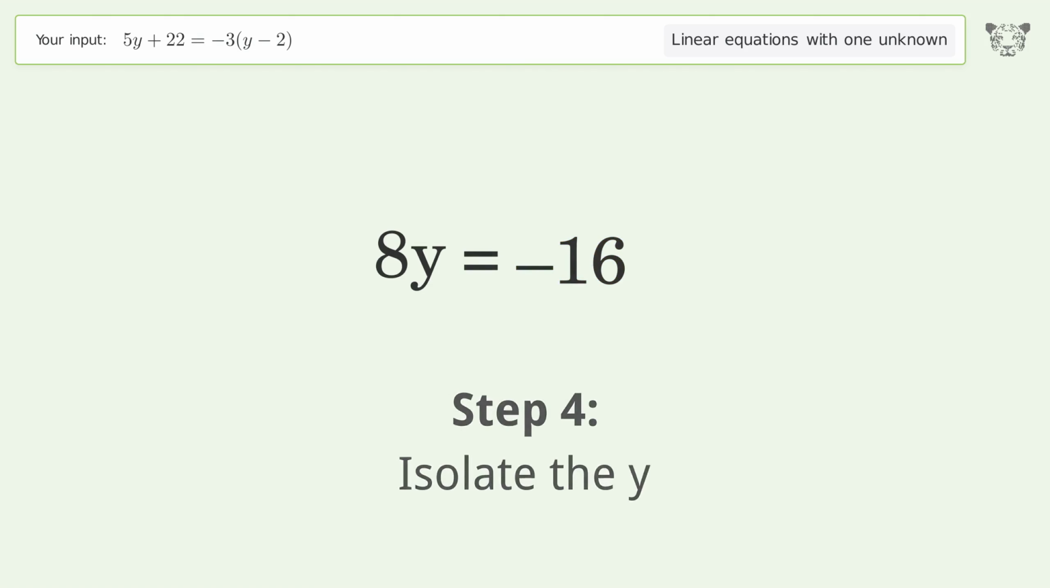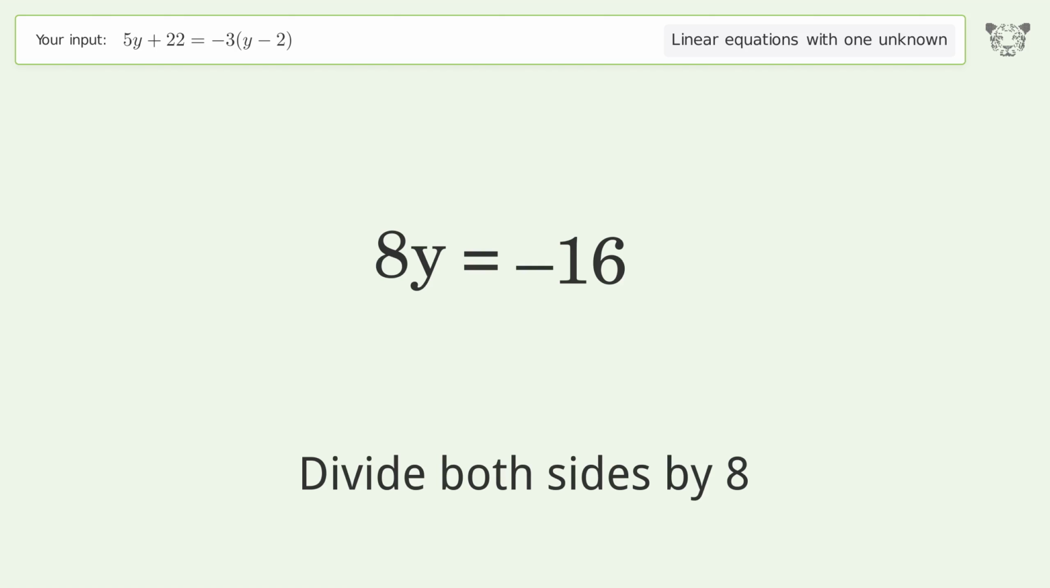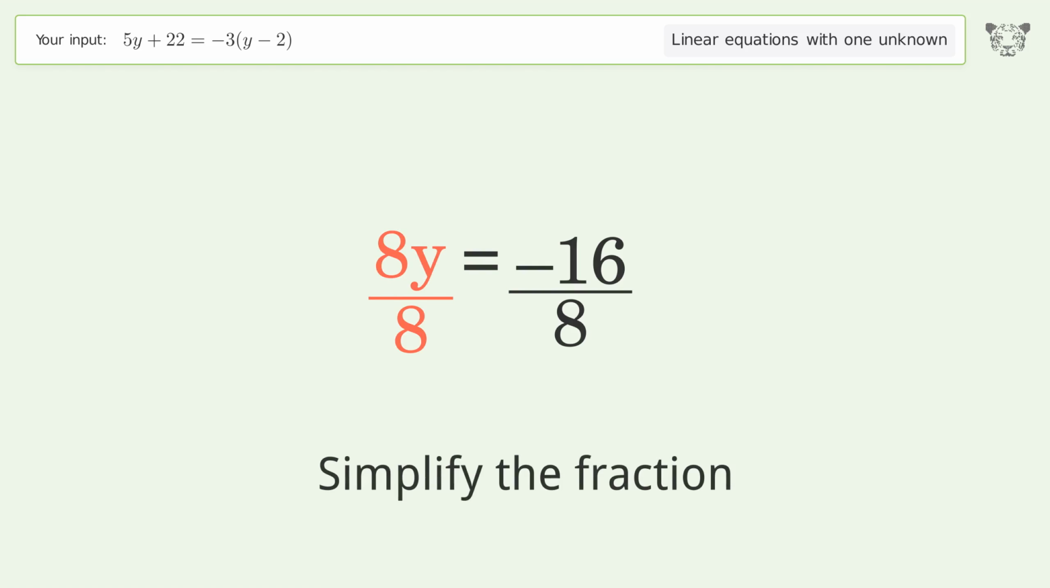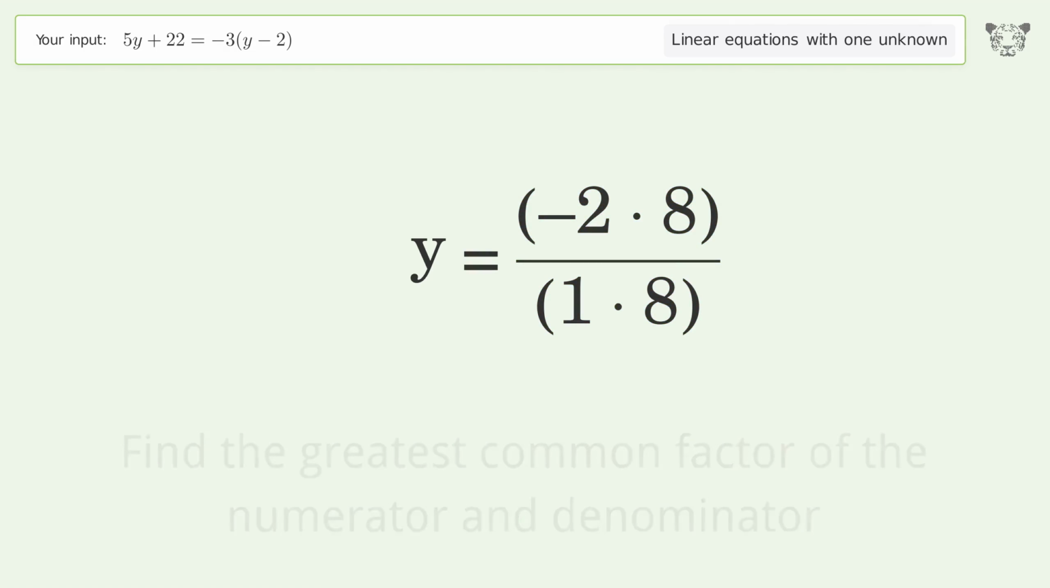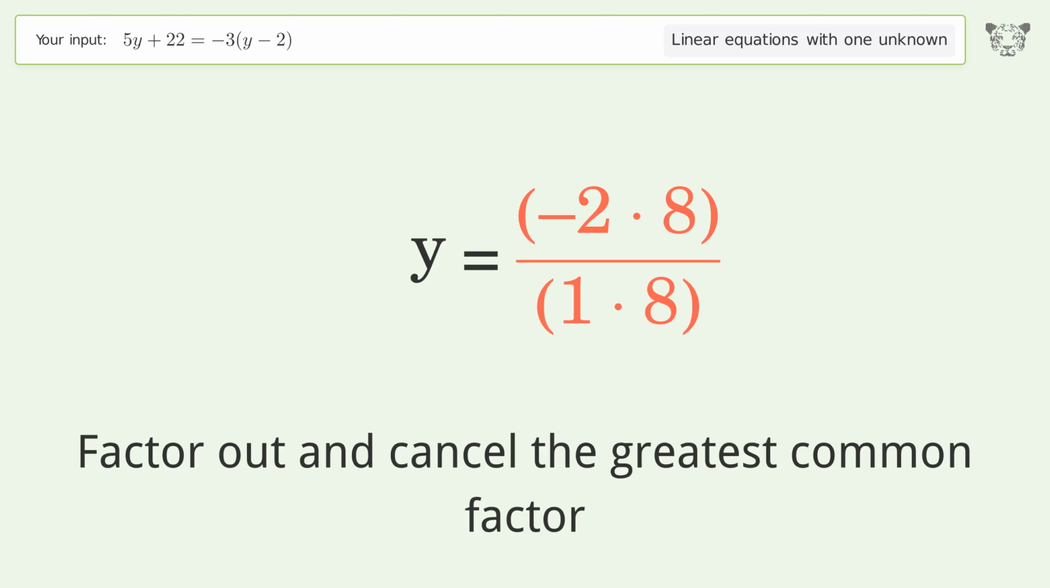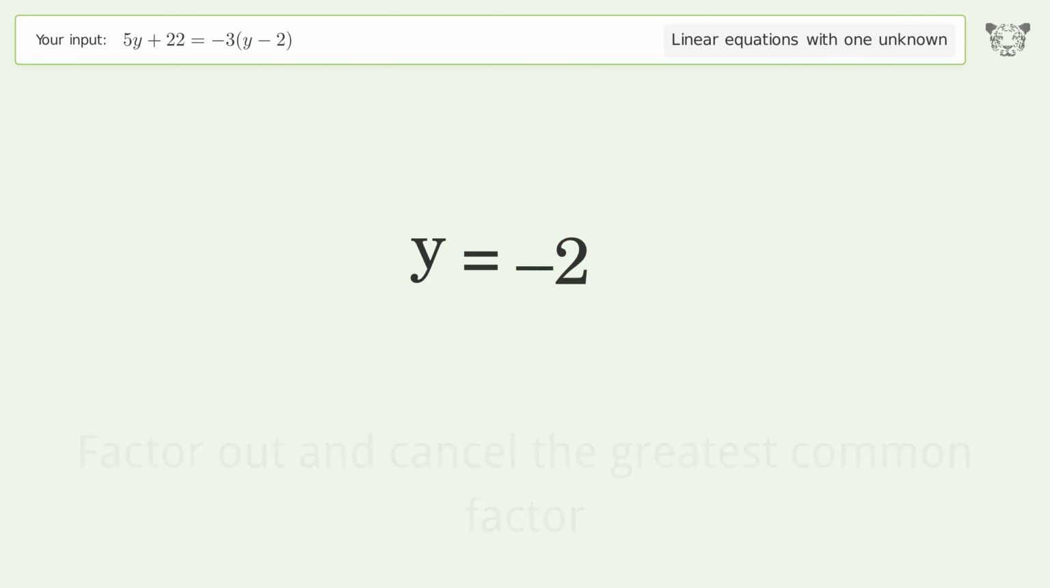Isolate the y. Divide both sides by 8. Simplify the fraction. Find the greatest common factor of the numerator and denominator. Factor out and cancel the greatest common factor. And so the final result is y equals -2.